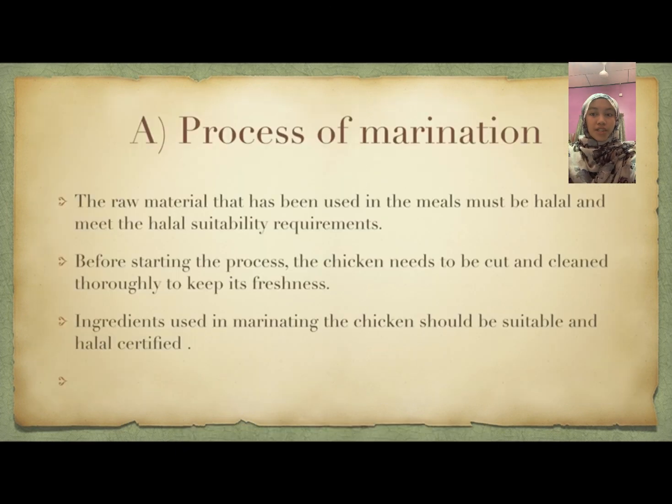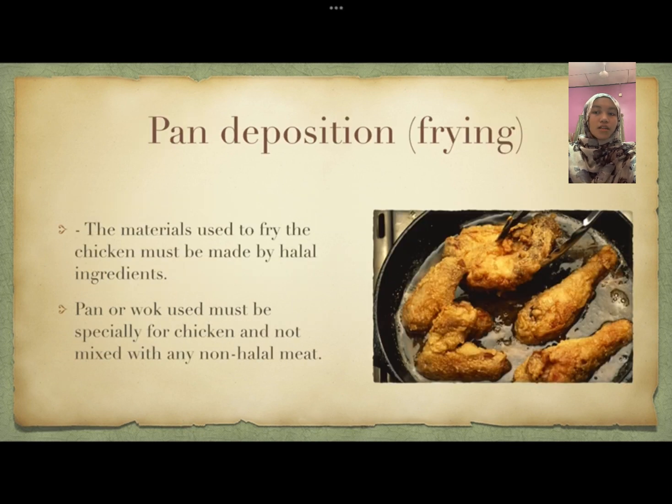For the process of marination, the raw material that has been used in the meals must be halal and meet the halal suitability requirements. But before starting the process, the chicken needs to be cut and cleaned thoroughly to keep its freshness. The ingredients used in marinating the chicken should be suitable and halal certified.